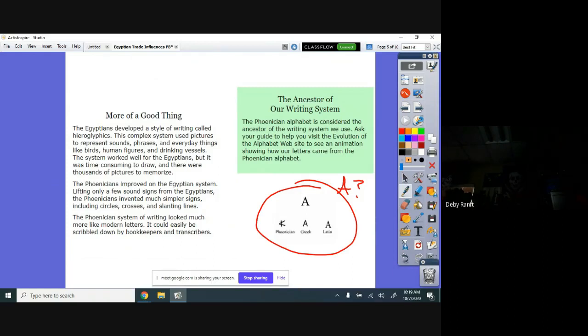Yay, Miss Donnie. Here is your microphone, my dear. Freshly sanitized. More of a good thing.